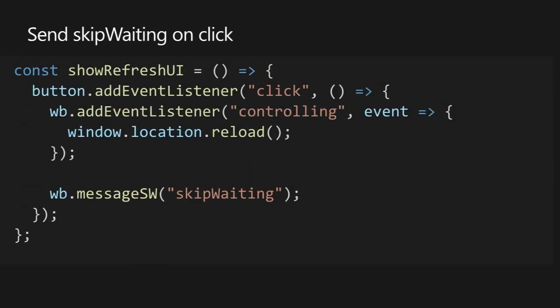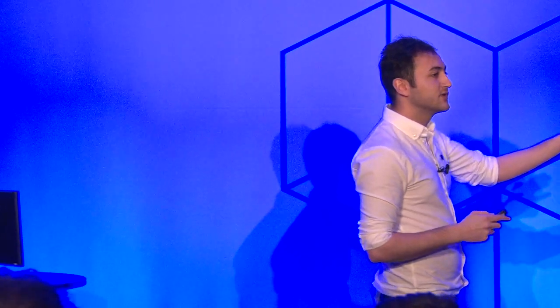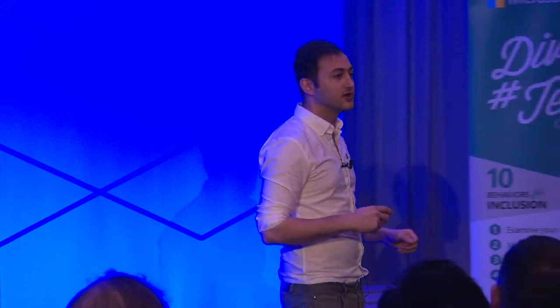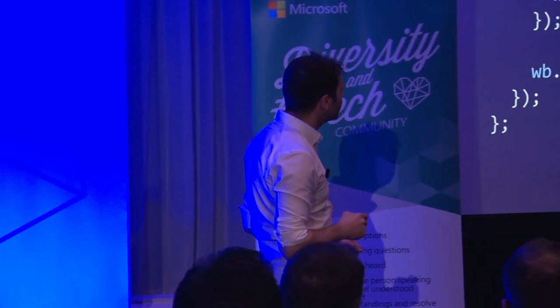And then the showRefreshUI, just to show you an example, is a button where you add an event listener, click. So this is where you show the user there's a new version, do you want to update. And then when the user clicks on it, you have to listen for another event called controlling, and then reload the page. And also, you have to tell the service worker, now it's time to skip waiting. It's really hard to simplify this on slides, but feel free to ask me about this afterwards.